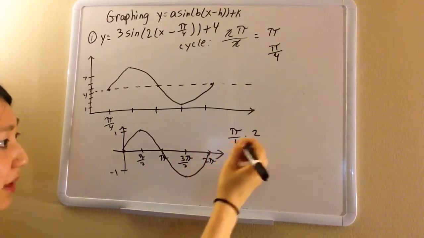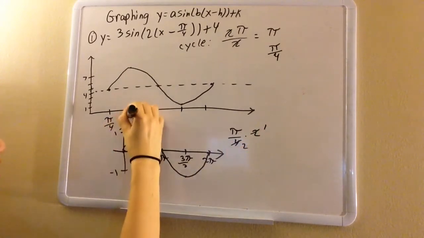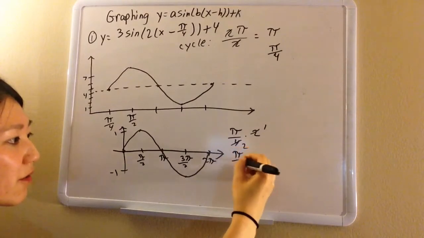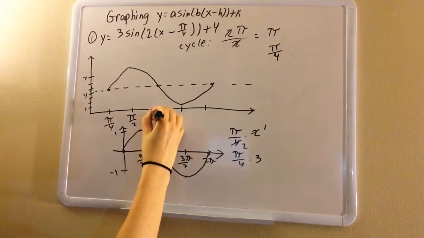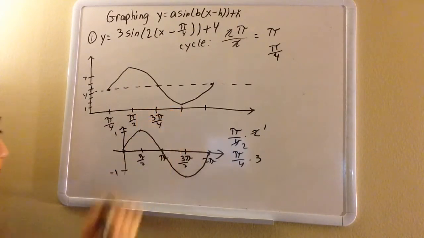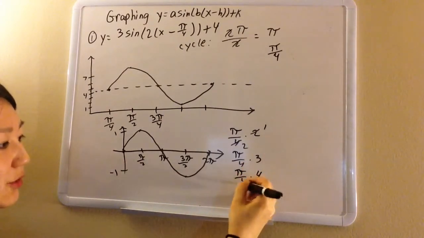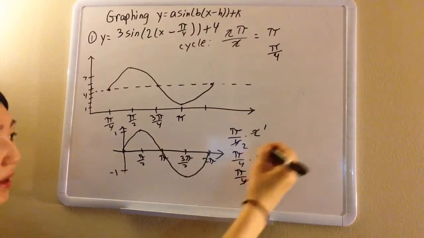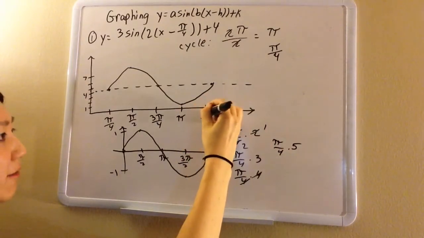So when I multiply, this is just going to cancel out to be 1. That's going to cancel out to be 2. So this is pi over 2 here. Next one is pi over 4 times 3. Nothing will cancel out there, so that's going to be 3 pi over 4. And then my next one is going to be pi over 4 times 4. These, of course, will cancel out, which will leave me with just pi. And my last one is going to be pi over 4 times 5. So that's going to be 5 pi over 4.